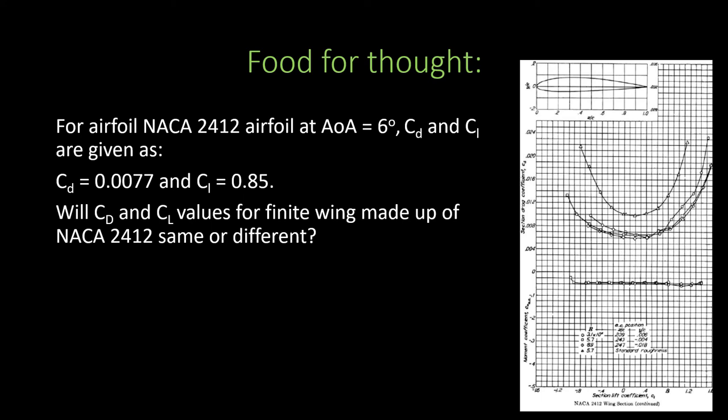Now there is some food for thought. Let us consider an airfoil NACA 2412 at an angle of attack of 6 degrees. CD and CL are given. The CD is 0.0077 and CL is 0.85. Now if we make a finite wing out of this, that is, a rectangular wing with airfoil section 2412 all through, but it is a finite wing and it is actually installed on an aircraft, will we get the same CD and CL values, or will we get different CD and CL values?